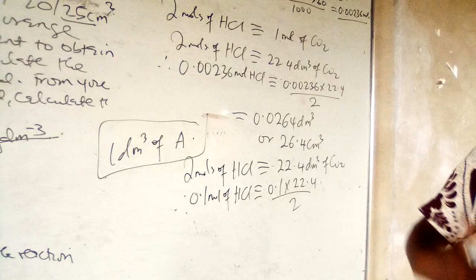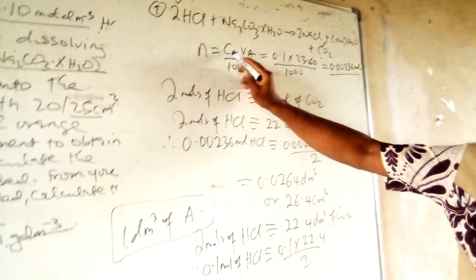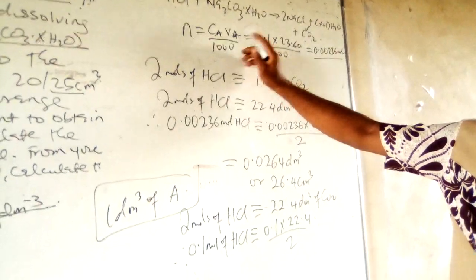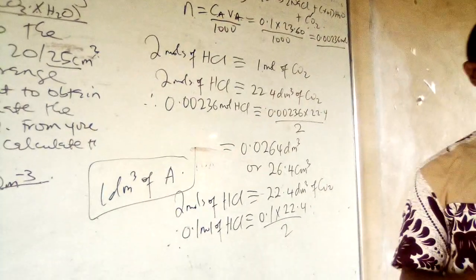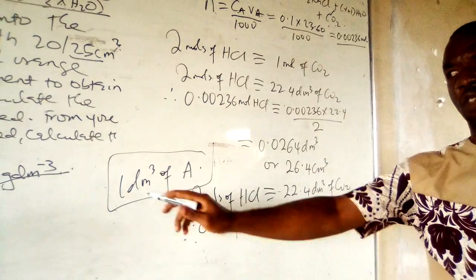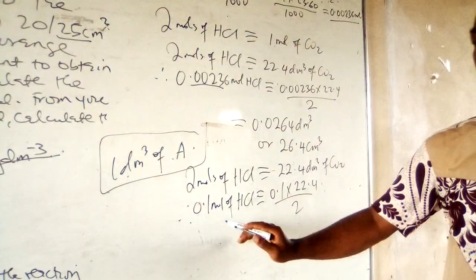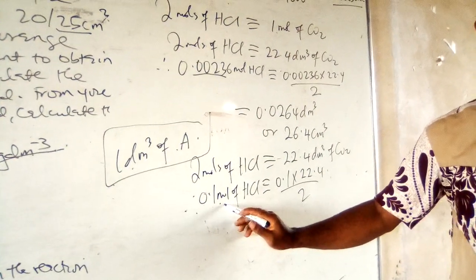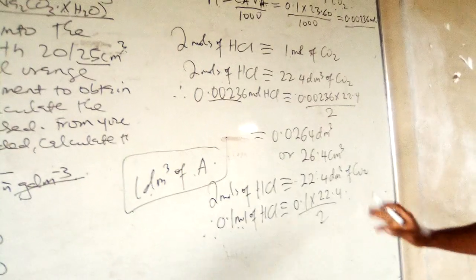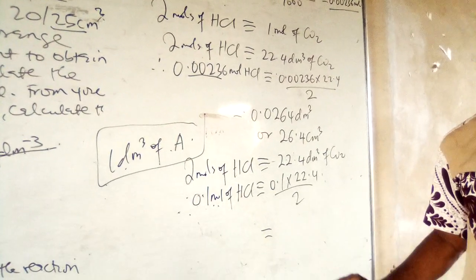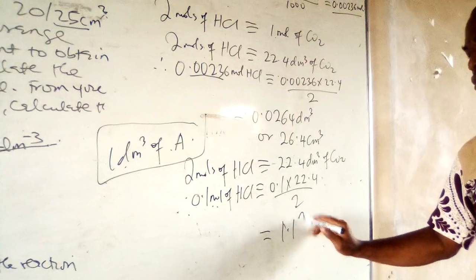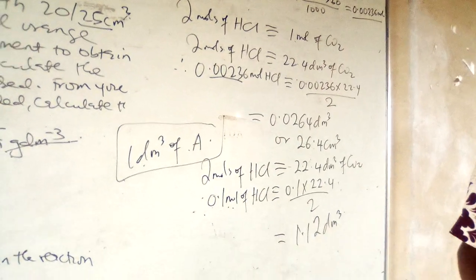So if the question says the reaction, you can use the average titer to find the number of moles, or the CBVB, to do the calculation. Or if the question says volume liberated by 1 dm cube of solution A, you can't use the number of moles in average titer. Now use the number of moles in 1 dm cube, which is the molar concentration. So what do you have here when you solve this? 1.12 dm cube.